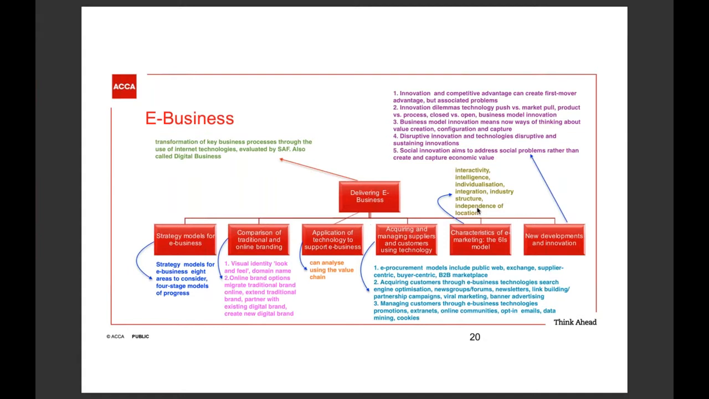One is interactivity. The second one will be your intelligence. Another one will be individualization. And then you have your integration. And then you have your industry structure. And then you have independence of location. So basically you need to incorporate all of this.